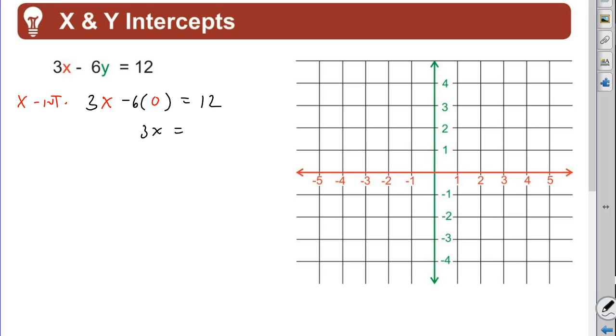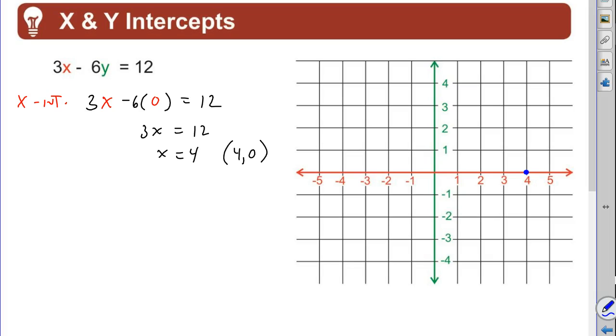Now we have 3x = 12. Divide both sides by 3, and x = 4. So the value of the x-intercept, where the zero is, is 4, and if you wanted it in coordinate form, it would be the point (4, 0). And if I graphed it, it would be right there.